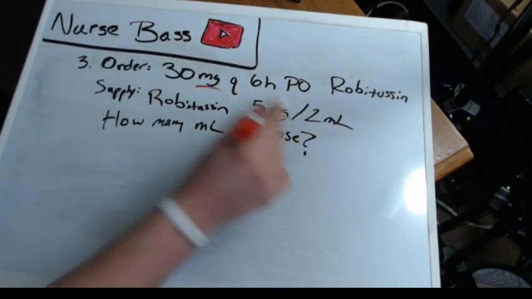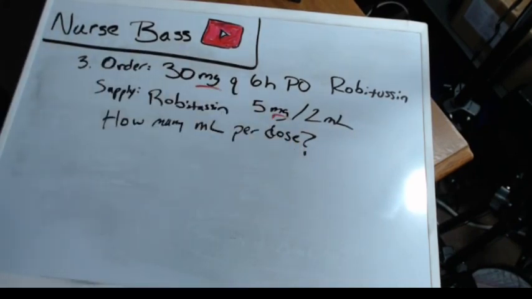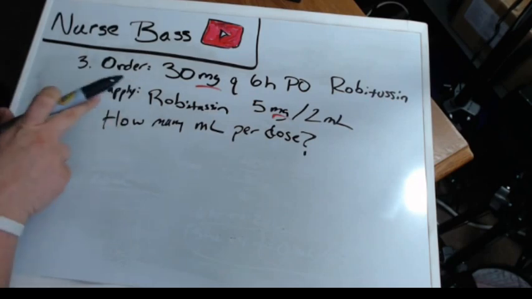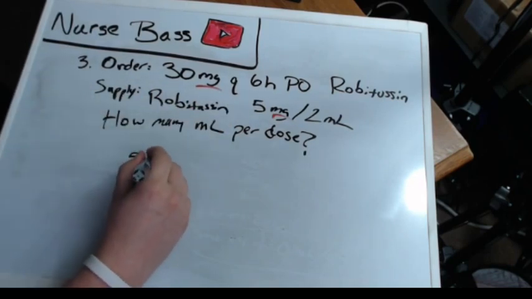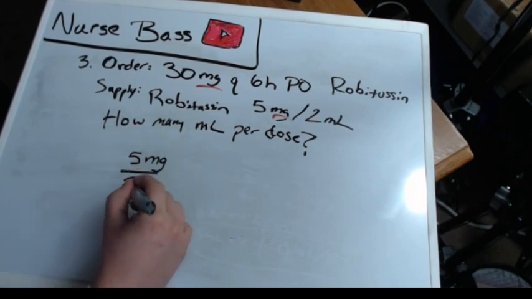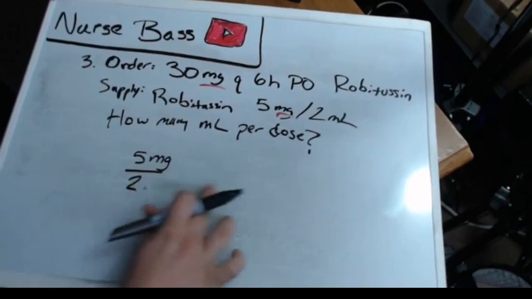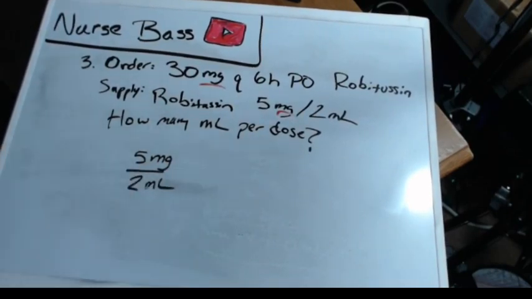Again, do our units match up? They do. So let's approach this just like we did the previous one. The information that we know is that our supply contains Robitussin, 5 milligrams in 2 milliliters. The order is 30 milligrams every 6 hours. How many milliliters per dose?